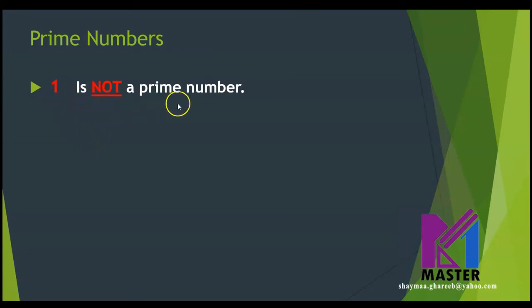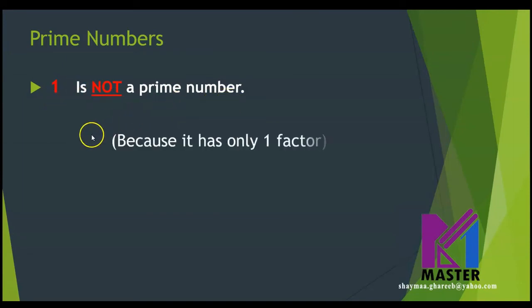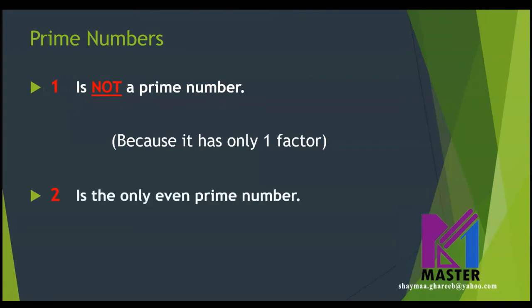Number 1 is not a prime number because it has only one factor. 1 times 1 gives 1. So the factor of number 1 is only 1. And we said prime numbers have two factors, 1 and the number itself. So that's why number 1 is not a prime, because it has only one factor, which is number 1.